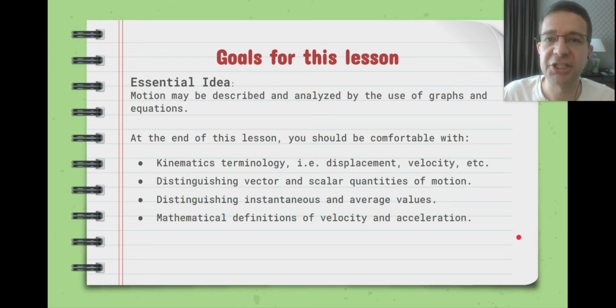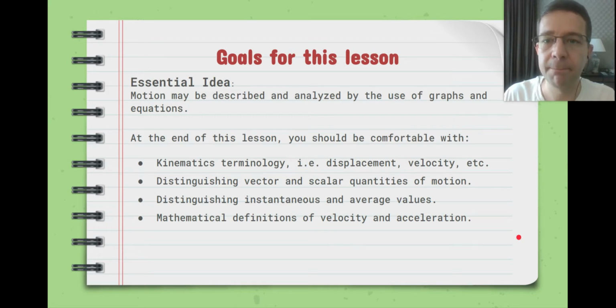And in this first presentation, I really want to start getting you comfortable with some of the terminology of kinematics, or the study of motion. And those would be things like displacement, velocity, acceleration, speed, distance traveled. We're also going to look at distinguishing in one dimension vector quantities from scalar quantities, how to distinguish instantaneous values from average values, particularly for velocity. And we're going to look at the mathematical definitions for velocity and acceleration, which are going to be the basis for a lot of the equations that we use for kinematics moving forward.